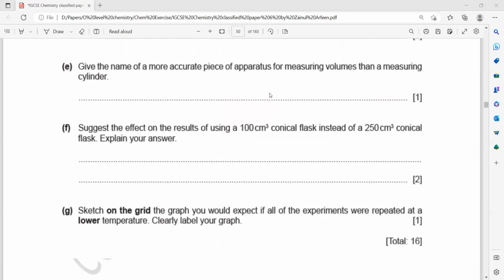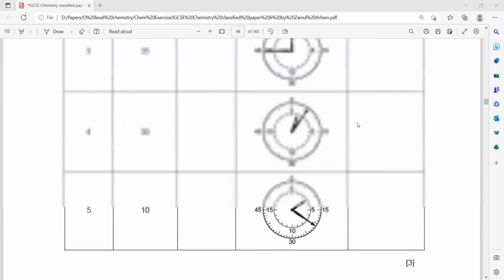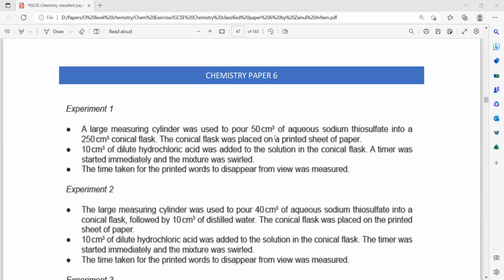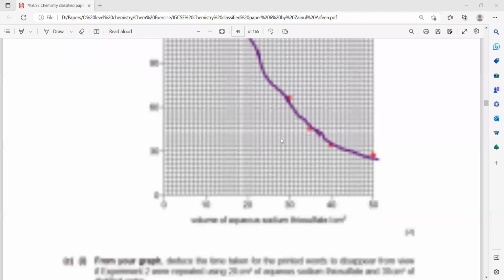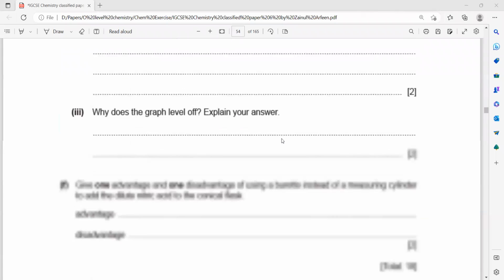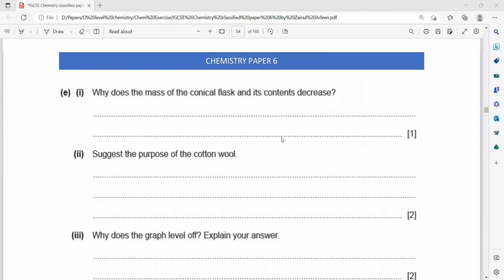Give the name of a more accurate piece of apparatus for measuring volume, other than a measuring cylinder. Here we used a large 50 cm³ measuring cylinder. So what else can we use? A burette. Why did we not mention a pipette specifically? Because a pipette is for 25 cm³. That's why we did not mention it.